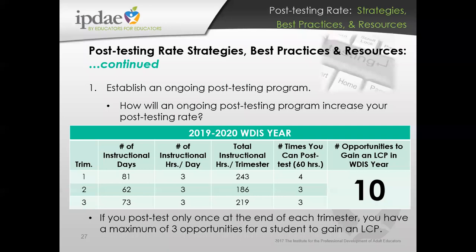In trimester 2, there are 62 instructional days. At 3 hours per day equals approximately 186 total instructional hours. When we divide 186 by 60 hours of instruction, you can see that a student can test up to 3 times. In trimester 3, a student can also test up to 3 times. Overall, when we look at the entire 2019-20 WITIS year, as represented in this chart, a student has a total of 10 opportunities to post-test and gain an LCP. This is very different from the usual 3 opportunities. By increasing the number of post-testing opportunities, you are increasing your ability to gain an LCP from your students.